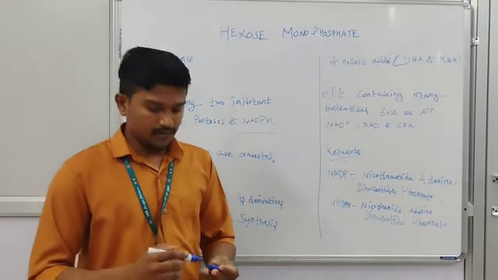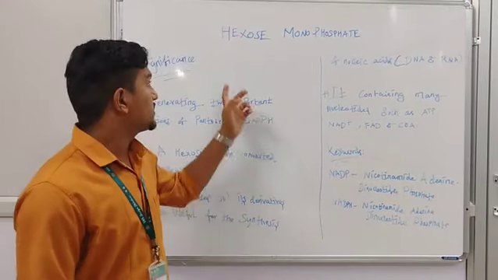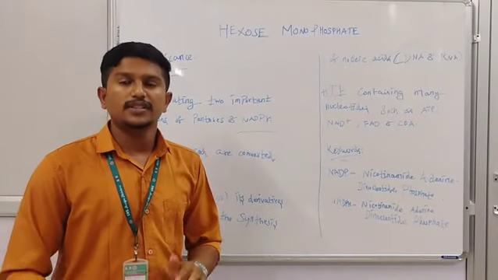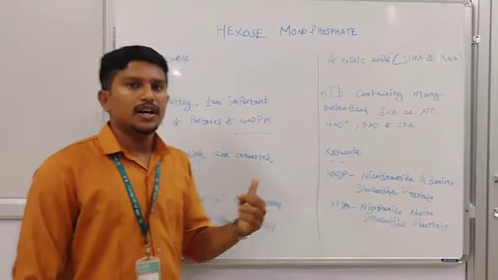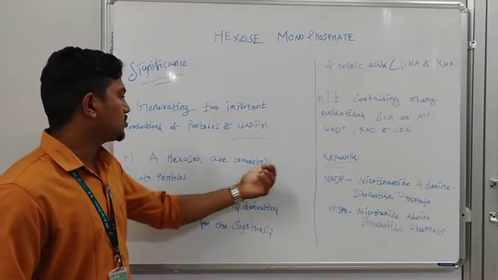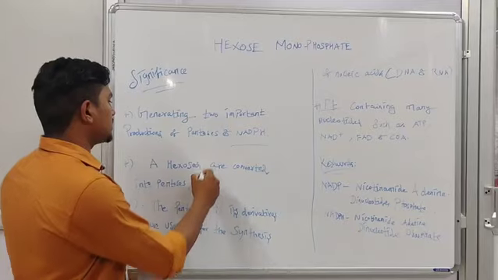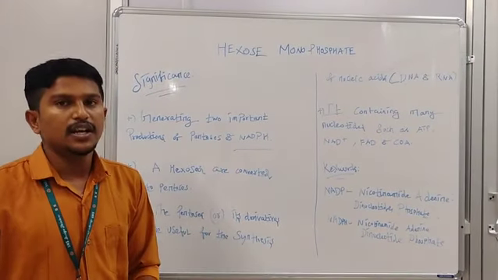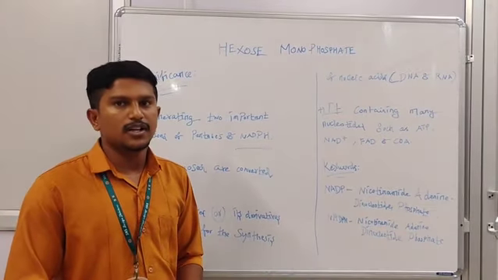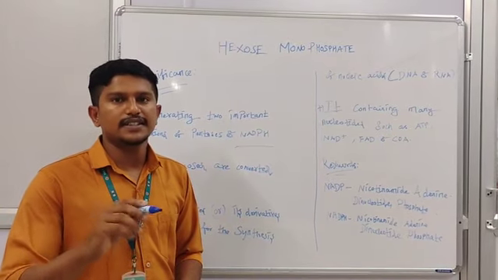From the study of Hexose Monophosphate, the hexoses are converted into the pentoses. The hexoses contain carbon atoms. How many carbon atoms? They contain 6 carbon atoms.